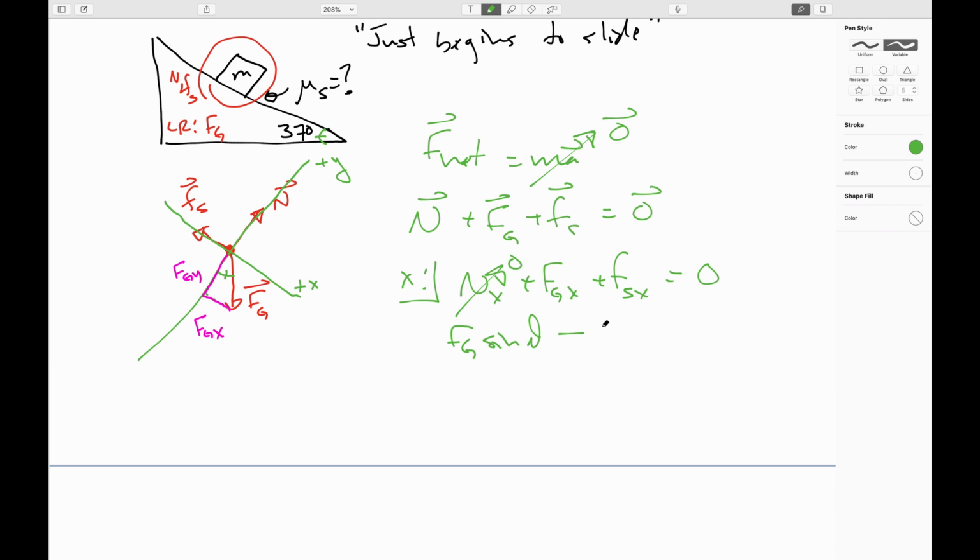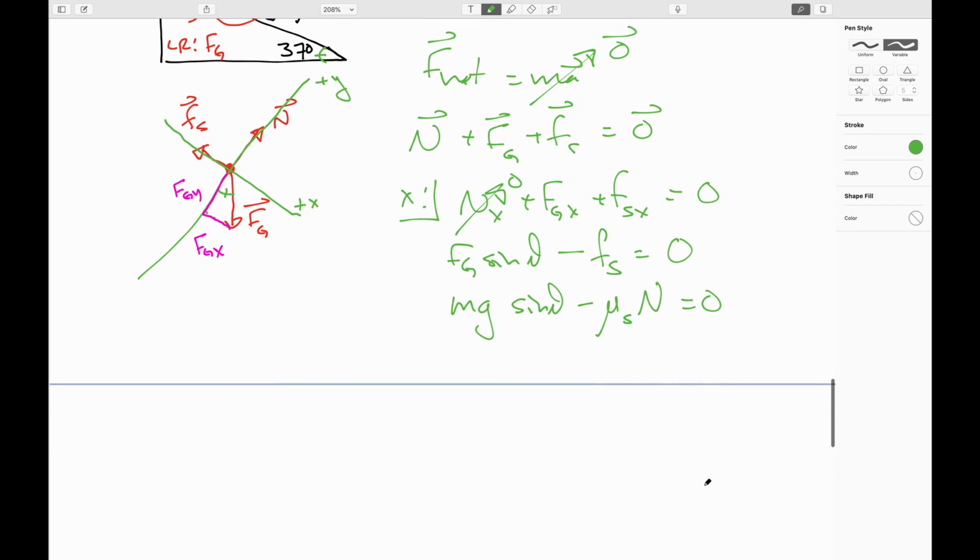Minus force of static friction, points all the way back, equals 0. So we can start by putting in our models, and we'll have to pause and go to the land of y for just a second here. So mg sine theta minus our model of friction, which is mu s times the normal force. That's as far as we can take it until we solve for the normal force. To get the normal force, we'll have to go to the land of y.